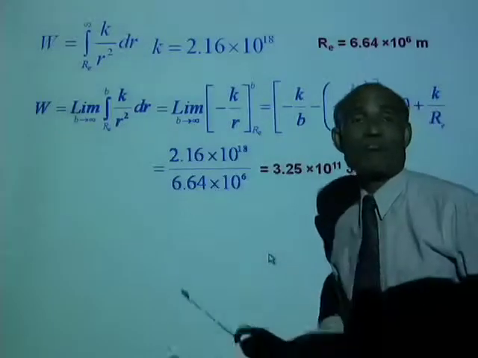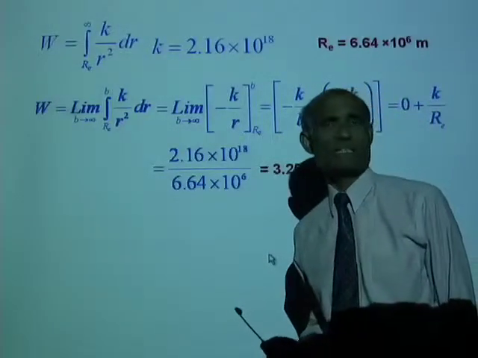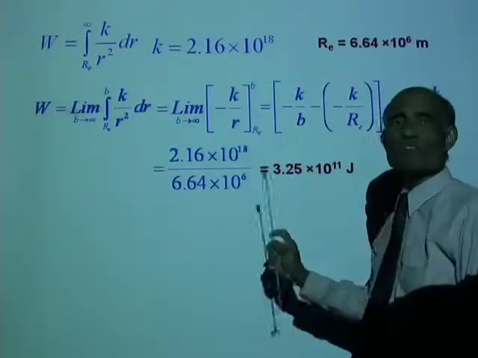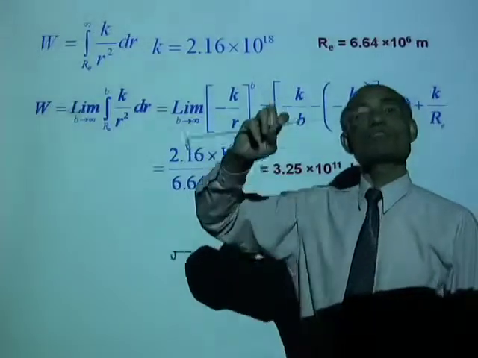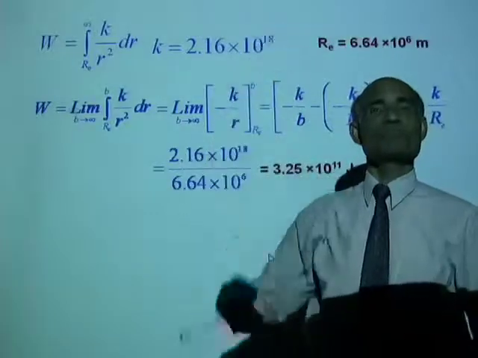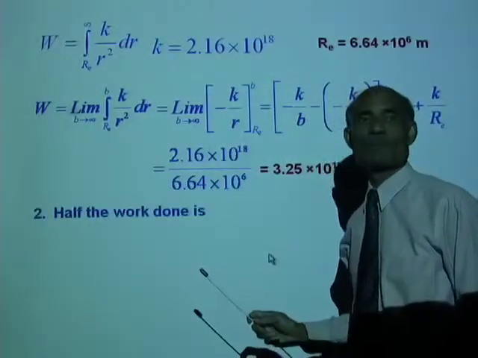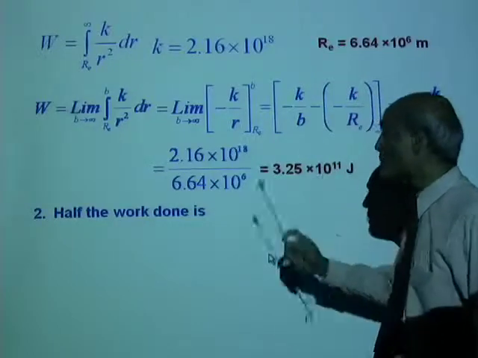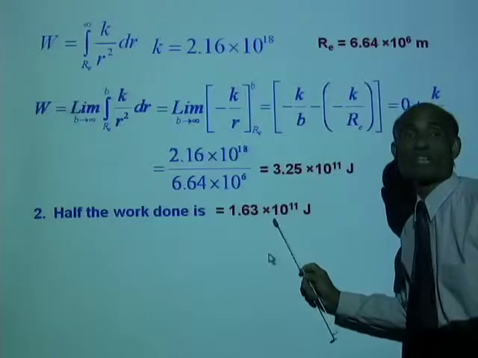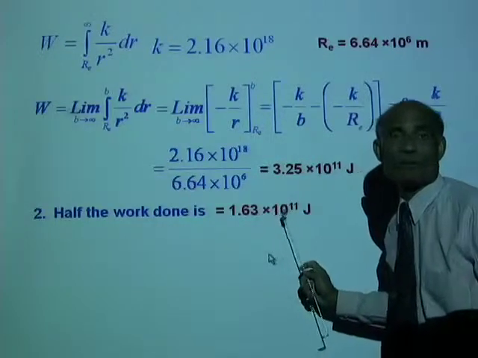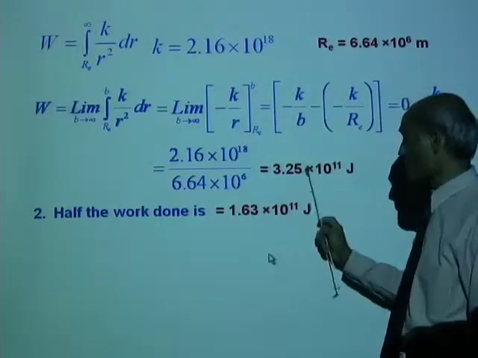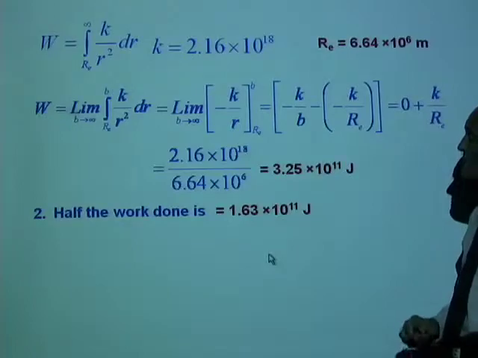Now we have a second part for this problem. You remember what that is? Second part is, when half this work is done, what is the altitude of the rocket? What is the distance of the rocket from the surface of the earth? That is the second problem. So when half this work is done, half of this work is 1.63 times 10 to the power of 11, isn't it? Half of this, just divide this by 2. So half of this will be 1.63 times 10 to the 11 joules.